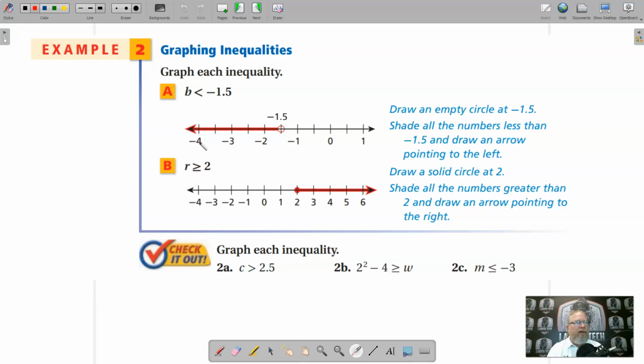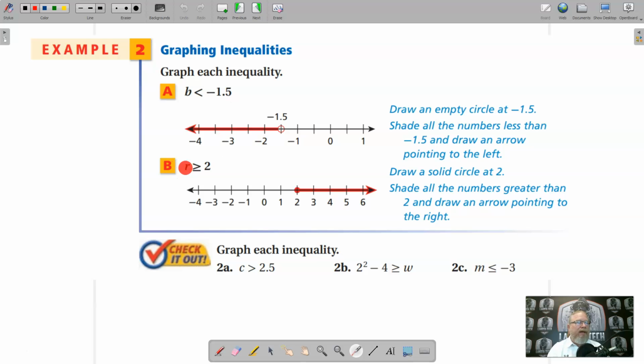We do want to show that everything less than -1.5 is also a solution, so we'll highlight that all the way to the arrow. And we'll leave it as an open dot because -1.5 is not a possible solution to this, because -1.5 is actually equal to -1.5. It's not less than -1.5.